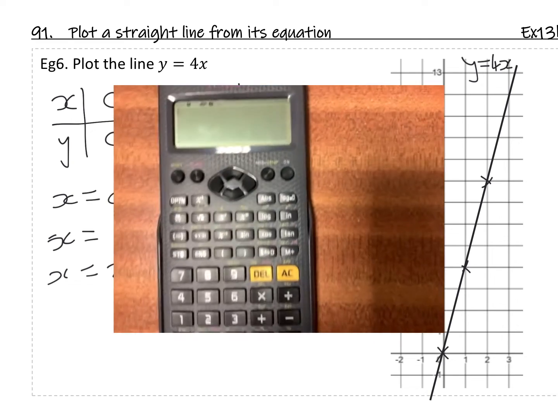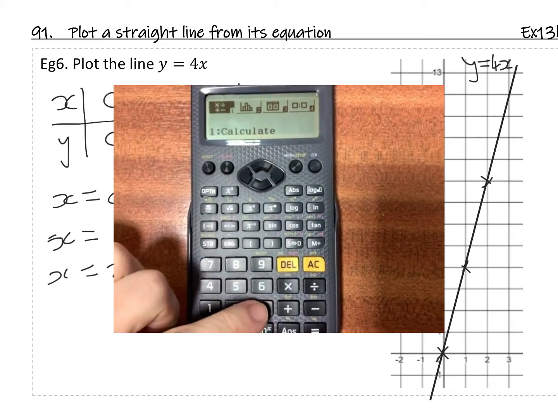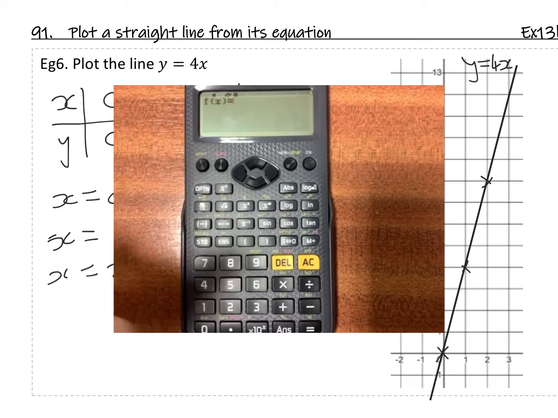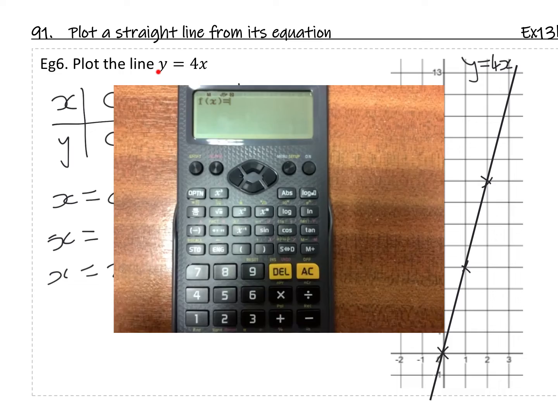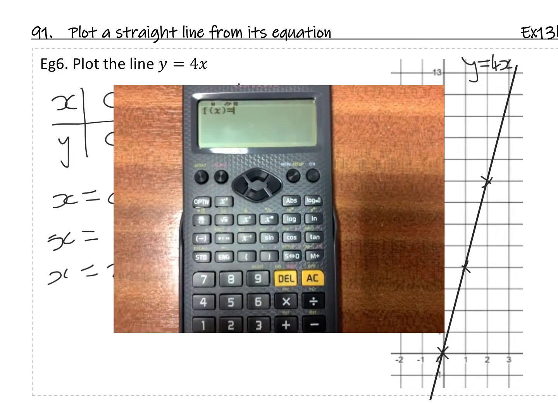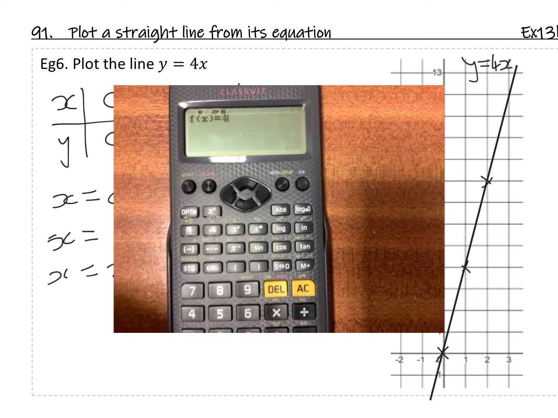If you go to the menu, hit the menu button, and then select number 3 for table function, you can see f of x there. Now f of x is what y is equal to. So y is equal to 4x. So we put in 4x for f of x. So 4, you type that in.